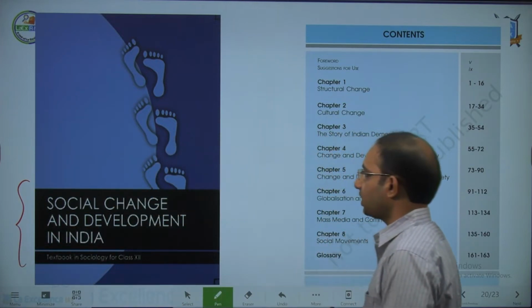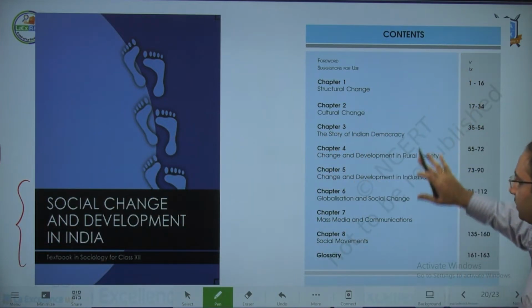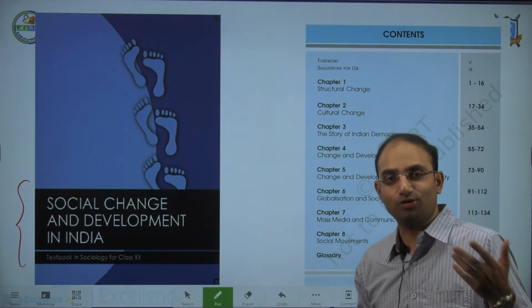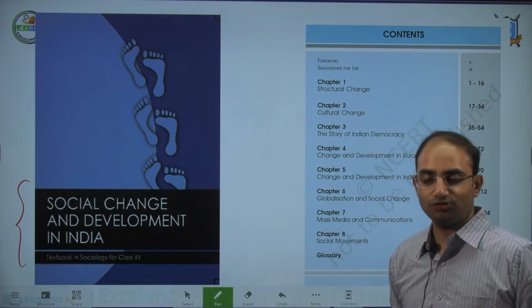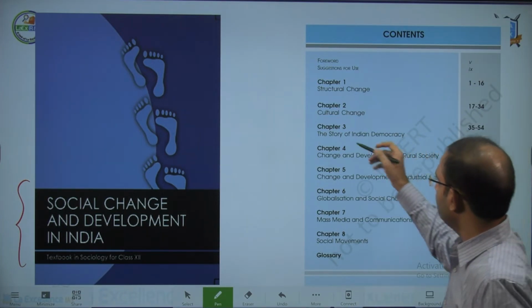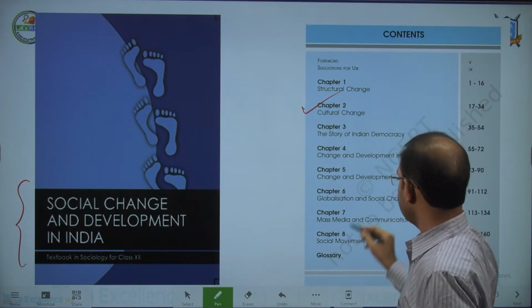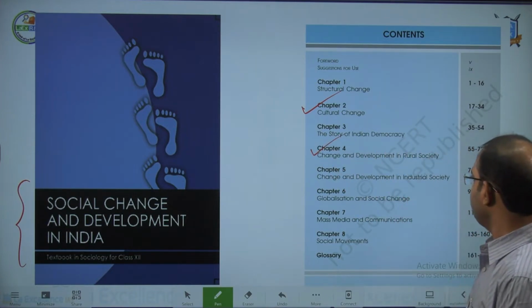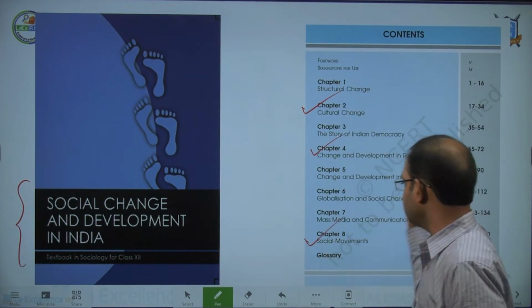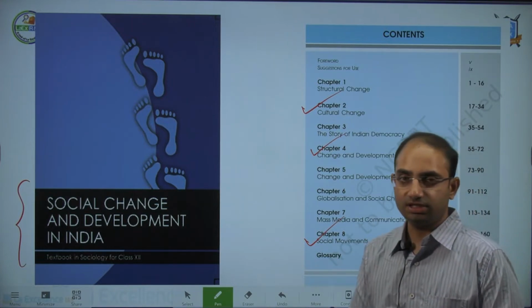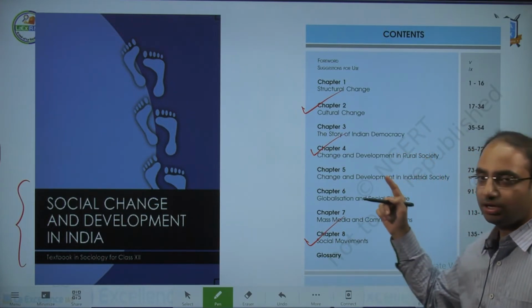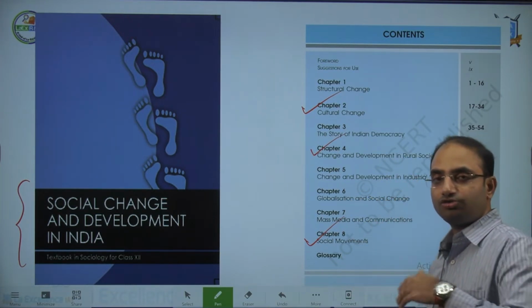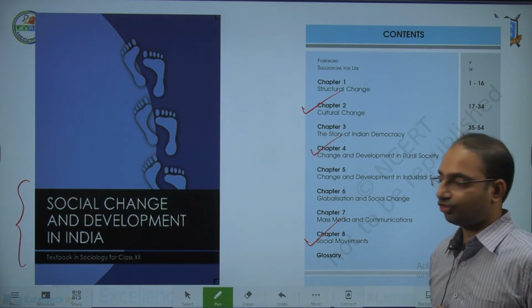Next, if you look at the other NCERT book of class 12, that is Social Change and Development in India, this is the broad index. Even here, we don't need to go through all the 8. It is wonderful if you can, but in the off chance that you don't find the time to examine all the 8, the most important are chapter 2, Cultural Change, chapter 4, Change and Development in Rural Society, and chapter 8, Social Movements. At least cover these 3 chapters, which will give you good understanding of Indian society, its nature and problems, and then when you later on join the course, it will make your life and job easier.